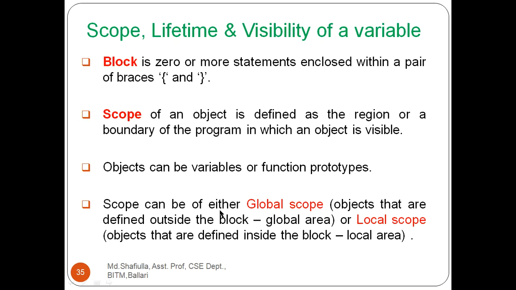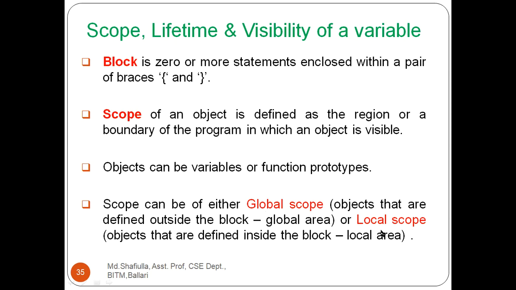Scope can be either global scope or local scope. Global scope means these objects are defined outside the block. They are not defined within a function. They are defined in the global area, that is, the documentation section, preprocessor directives and global declaration section. That area is called the global area, and normally we declare our functions in the global area. So that is our global scope.